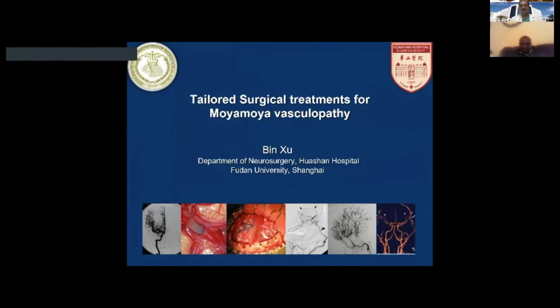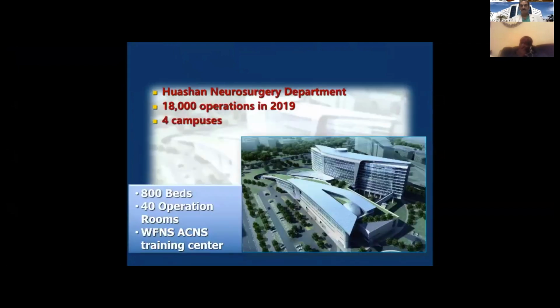So today my topic is tailored surgical treatments for Moyamoya Vasculopathy. I come from Shanghai Huashan Hospital. So this is our new campus. Now totally we have 4 campuses.